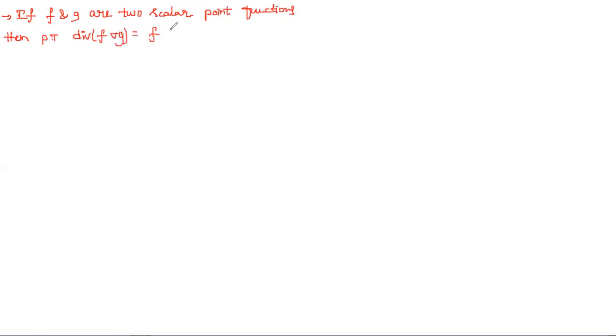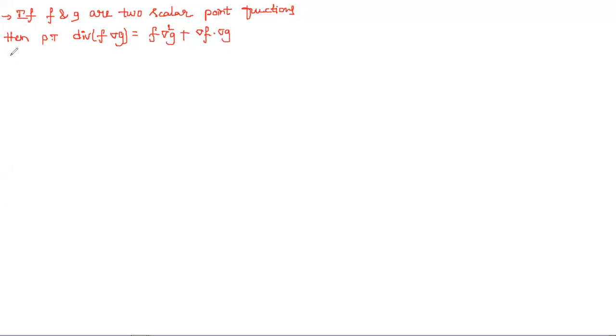Next one: if f and g are two scalar point functions, then prove that divergence of f del g is equal to f del square g plus del f dot del g.